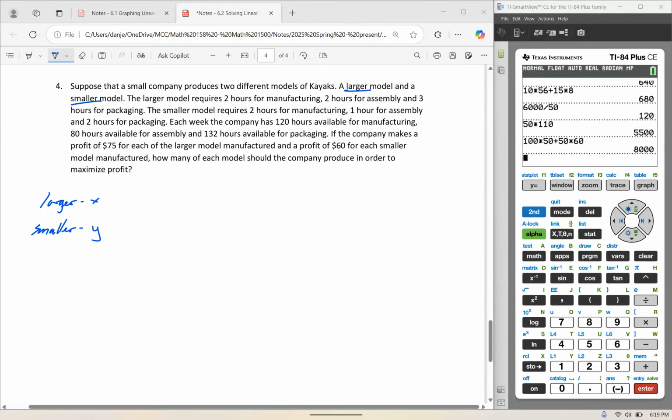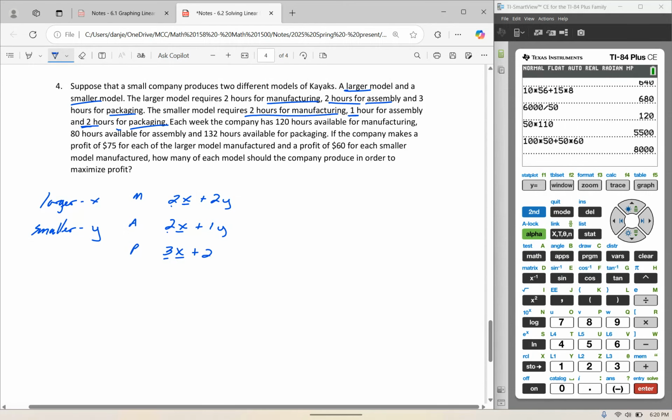Again, we have manufacturing, assembly, and packaging. The larger model takes 2 hours for manufacturing, 2 hours for assembly, and 3 hours for packaging. So 2 hours for each X canoe to manufacture, 2 hours to assemble, 3 hours to package each X canoe. The smaller model, or Y, takes 2 hours for manufacturing, 1 hour for assembly, and 2 hours for packaging.